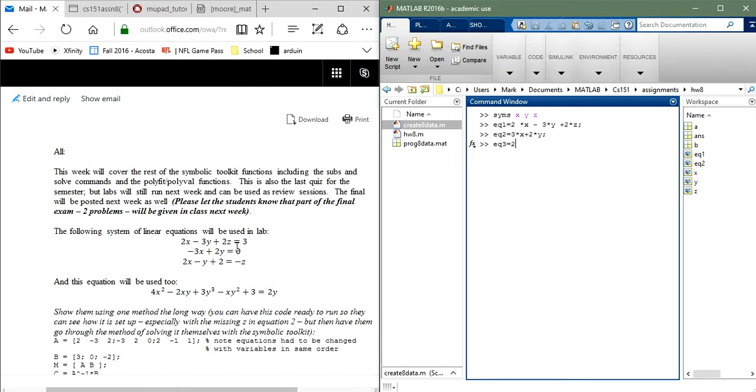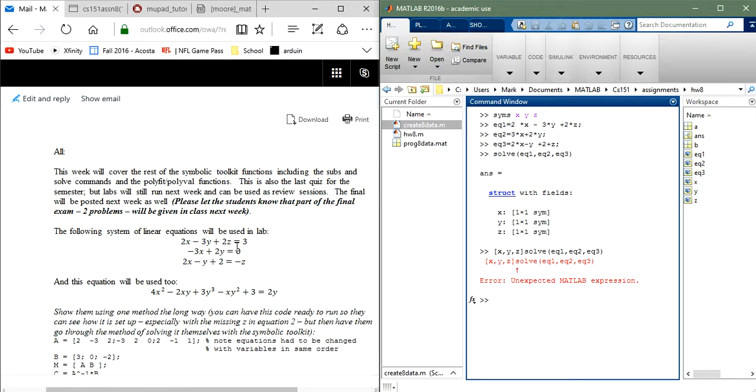I'm not going to remember that. 2 times x minus y plus 2 plus z. Now I could just say solve for EQ1, EQ2, and EQ3. And we get a struct. I want to bypass the struct. You guys don't need to know what a struct is. I could say x, y, and z is equal to.